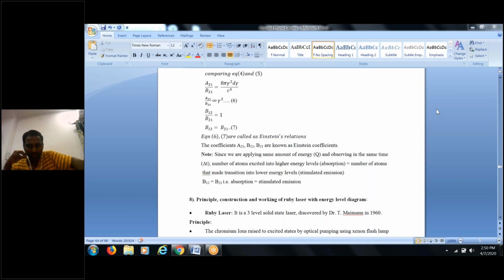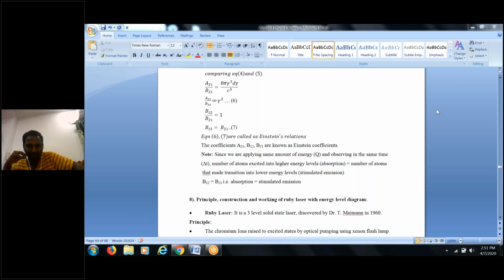So what is meant by active material? The material which is completely responsible for producing laser light by undergoing stimulated emission, such a material will be called active material.